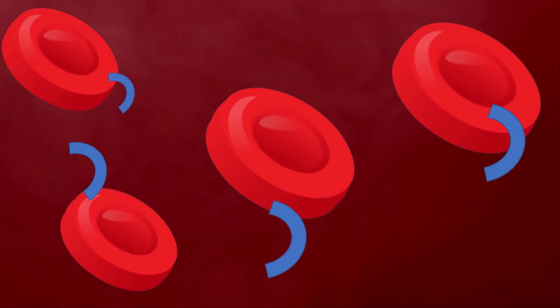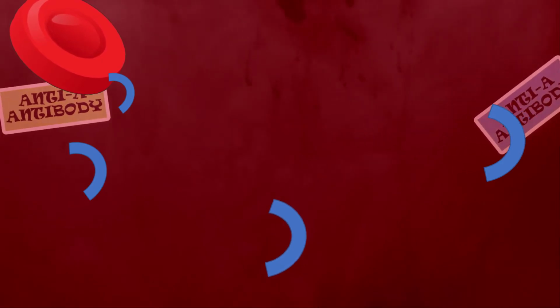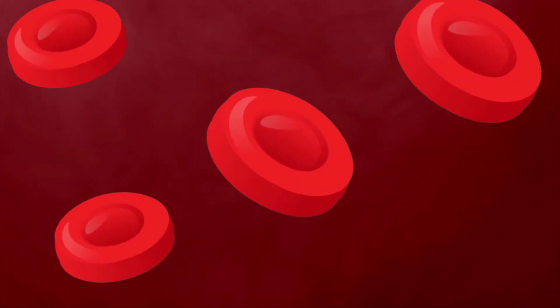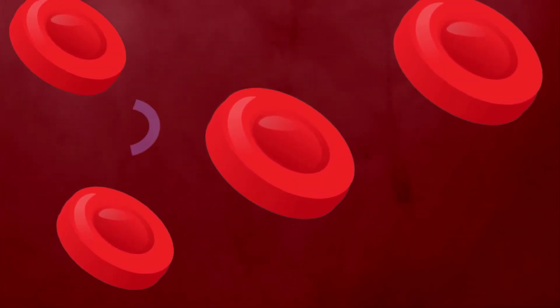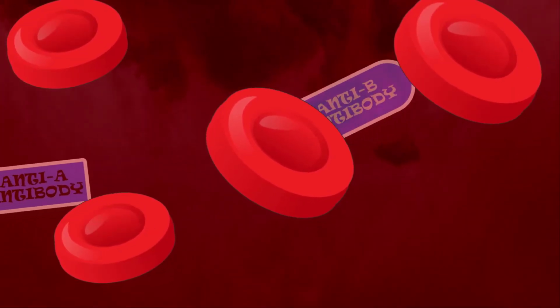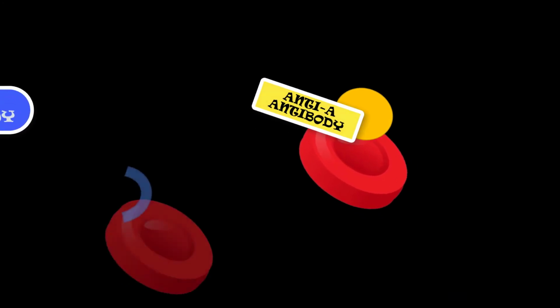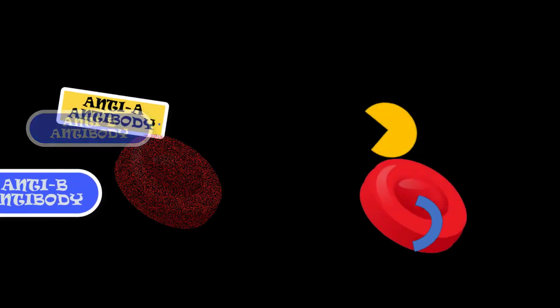For a person with blood type B, their plasma contains anti-A antibodies that will attack type A surface antigens. A person with type B blood cannot receive type A or type AB blood. The red blood cells of an individual with type O blood will have neither A nor B surface antigens, and that person's plasma contains both anti-A and anti-B antibodies. A person with type O blood cannot receive type A, type B, or type AB blood.